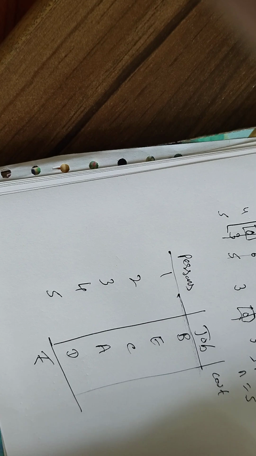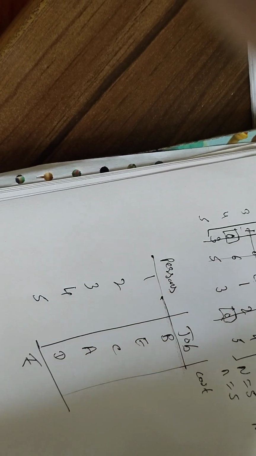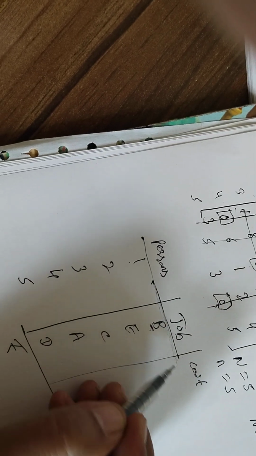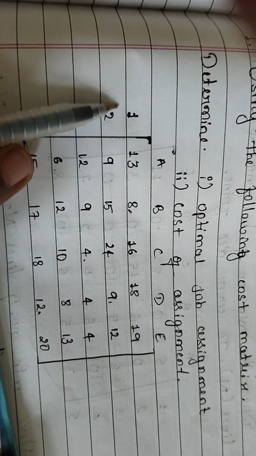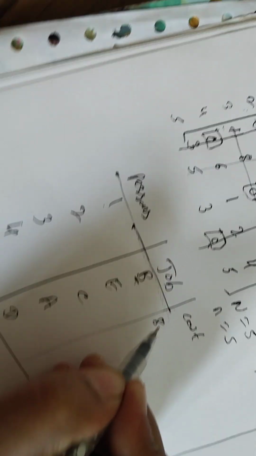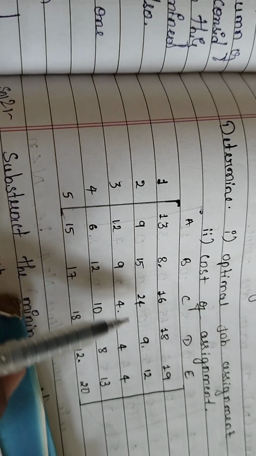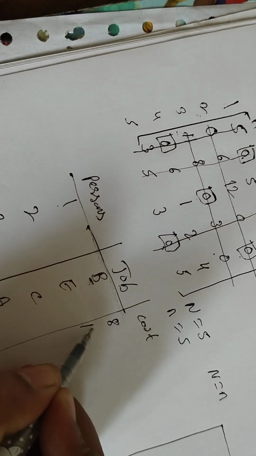So whatever initial assignment table they have given, that table we have to take once again in the matrix form. So here 1 to B, whatever the value is there, that value you have to write here. So the first table, 1 to B, the cost is 8. So you have to write its cost is 8. Similarly, 2 to E, the cost is 12 rupees. So write here 12 rupees.